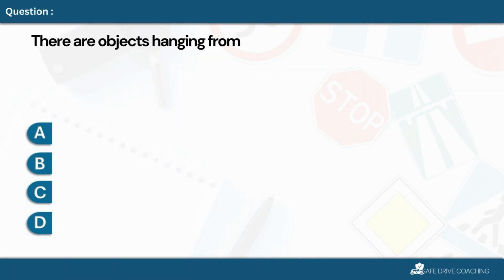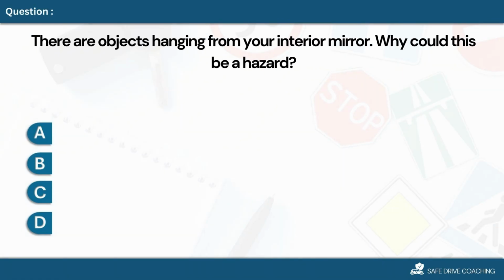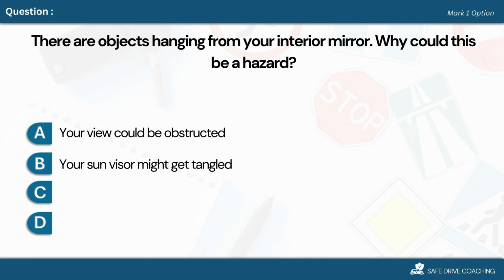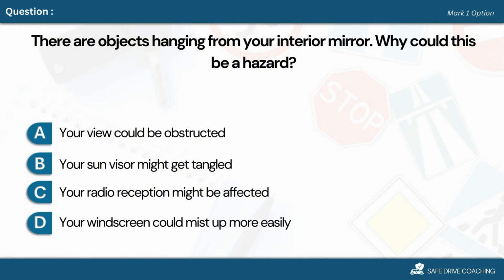There are objects hanging from your interior mirror. Why could this be a hazard? A. Your view could be obstructed. B. Your sun visor might get tangled. C. Your radio reception might be affected. D. Your windscreen could mist up more easily. The correct answer is A. Your view could be obstructed.